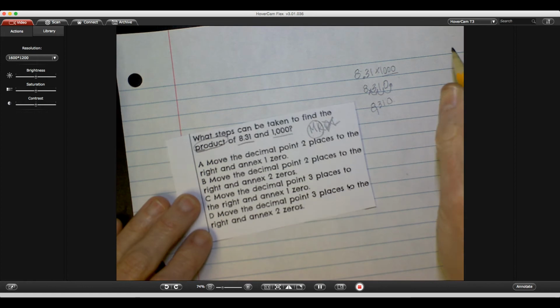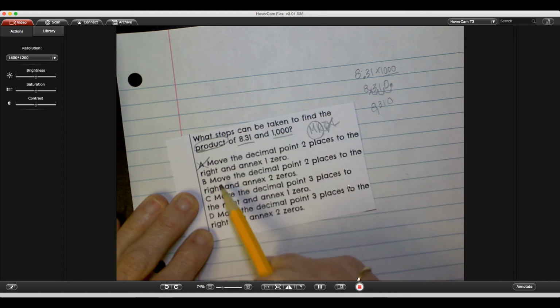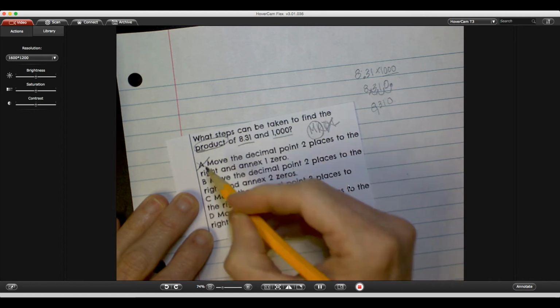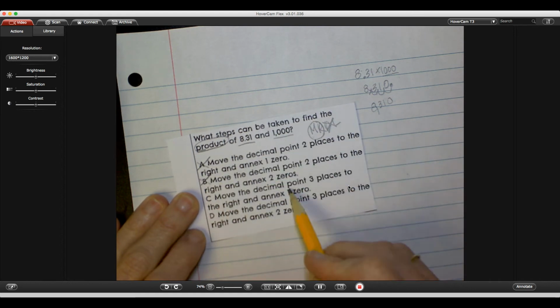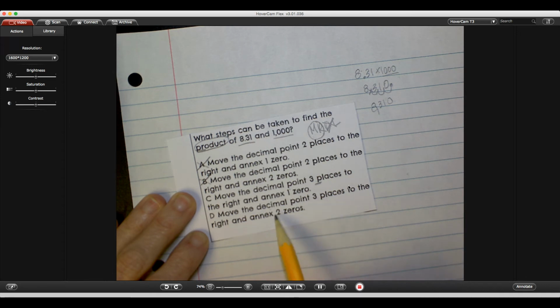I look here and I see A, move the decimal 2 places to the right. Well, I moved it 3, so that's no good. B, move the decimal 2 places to the right. No good. Move the decimal 3 places to the right and annex 1 zero. That looks good. I'm going to check all options. Move the decimal point 3 places to the right and annex 2 zeros. That is not true, so C is my correct answer.